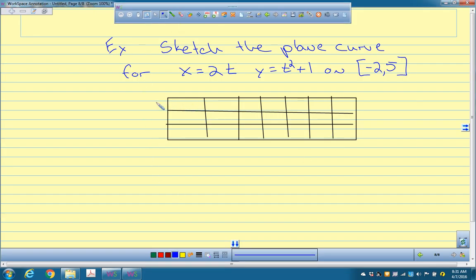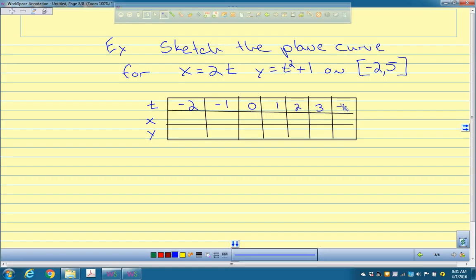So here I have t. Here I have x, and here I have y. You could do different increments, but this says t starts at -2 and goes up to 5. So -2, -1, 0, 1, 2, 3, 4, and 5 up here. And then all you do to find the x and y values is you plug them into your respective x and y equation. Okay? So what should this be?